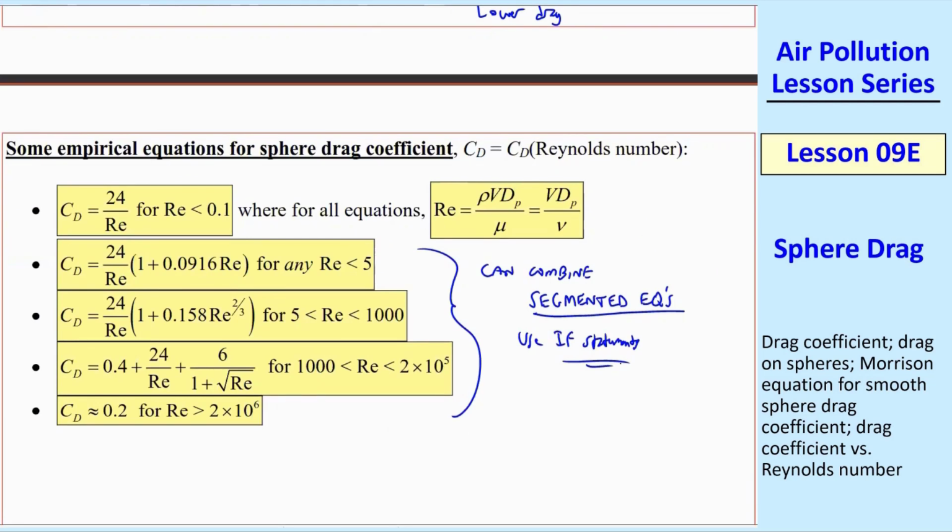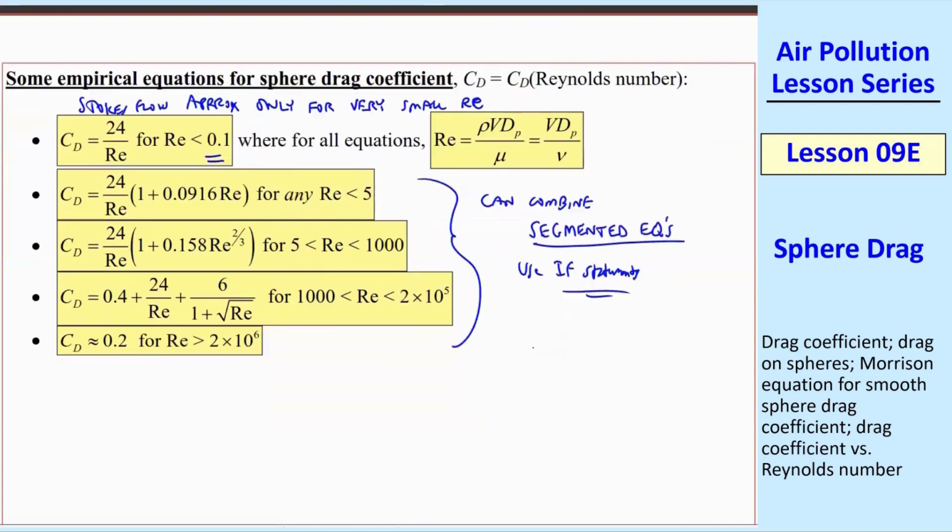By the way, this first one is Stokes flow here. And that's where I said we're only going to use that if the Reynolds number is much less than 1. It's an approximation, and it's only for very small Reynolds number. And again, so here's Reynolds number for all these equations. CD is just a function of Reynolds number. I wanted to just mention these if statements.